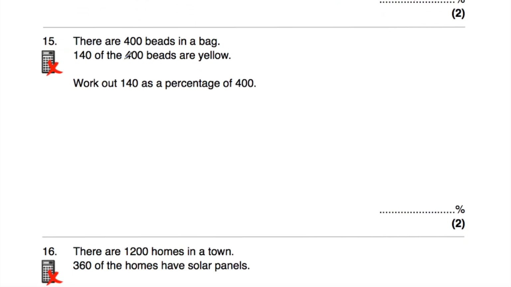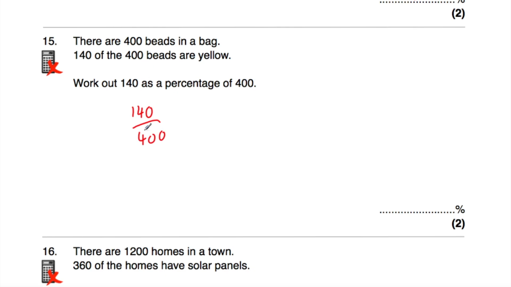So question number 15 says there's 400 beads in a bag and 140 of the 400 beads are yellow. So there's 400 beads in the bag and 140 of them are yellow. I've been asked to work out 140 as a percentage of 400. Okay, so let's start off by writing it as a fraction. It'll be 140 out of 400.